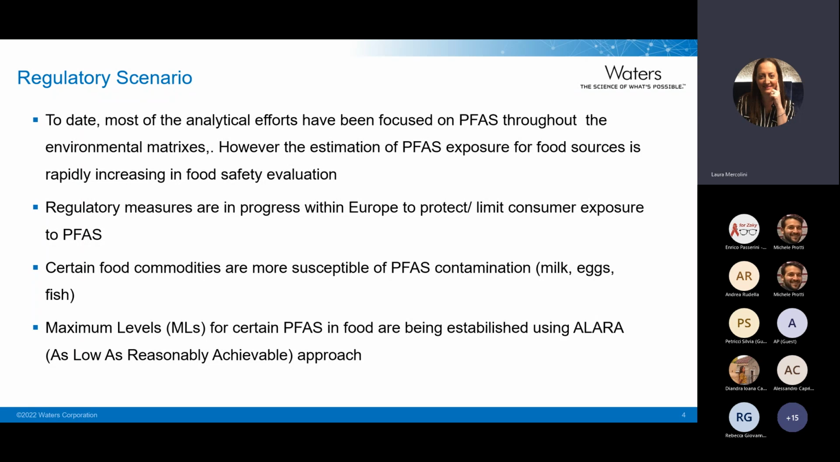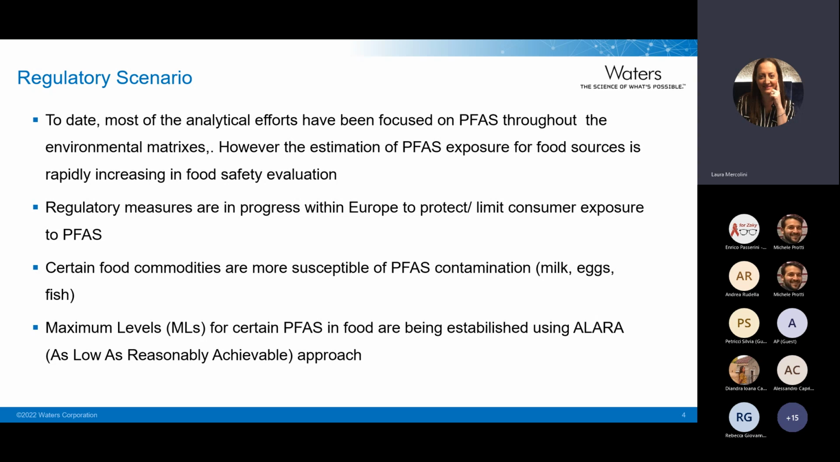The estimation of PFAS exposure from food sources is rapidly increasing in food safety evaluation. Regulatory bodies are also moving to identify quantitation limits in different food commodities. They suggest that certain food commodities are most susceptible to PFAS contamination, like milk, eggs, and fish, for example, because these are matrices rich in fat.